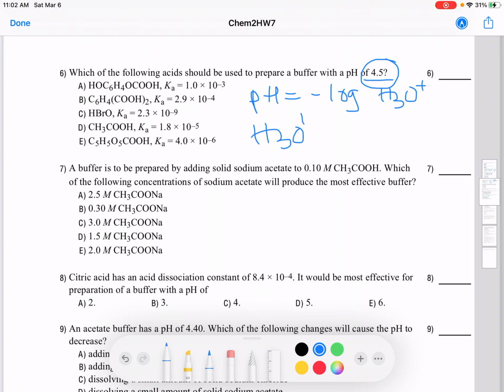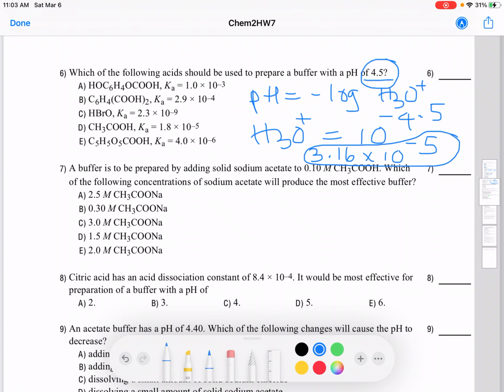So then the H3O plus would be 10 to the power negative 4.5, right? And that will give you the hydronium ion concentration, which is, let's try to do this one, 3.16 times 10 to the negative 5. So that's the hydronium ion concentration.